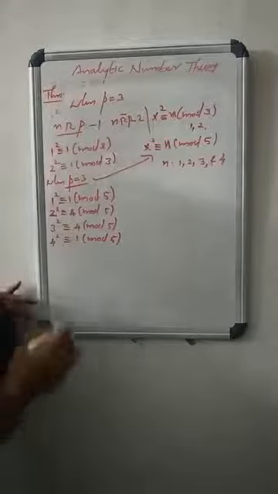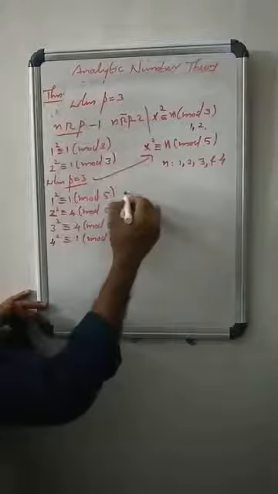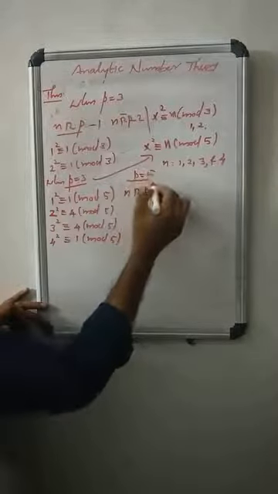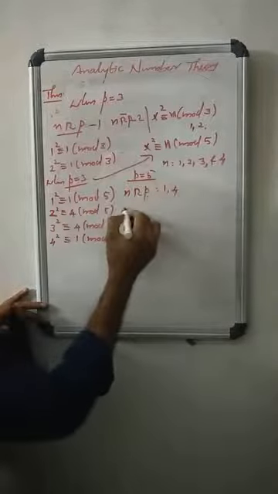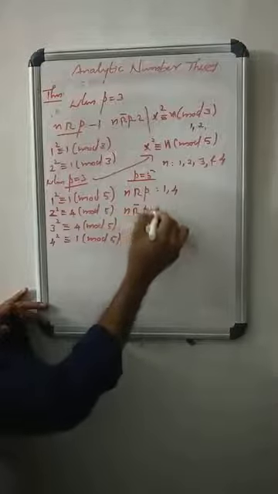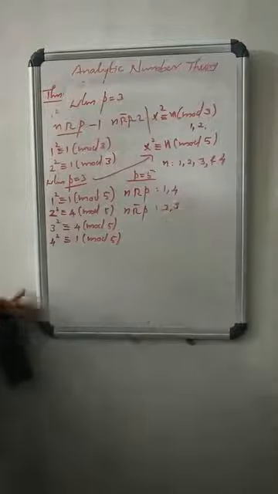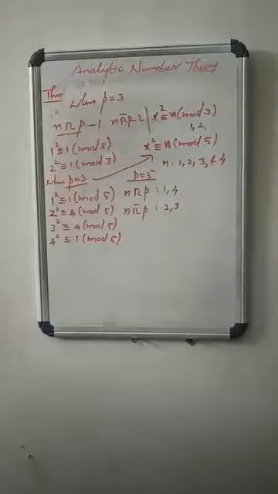So which are the quadratic residues? 1 and 4. So QR_p, when p equals 5, is 1 and 4. So what is QR-bar_p? The quadratic non-residues are the remaining numbers, 2 and 3. Similarly, when p equals 7, when p equals 11, when p equals 13, and so on, you can find out what QR_p and QR-bar_p are.